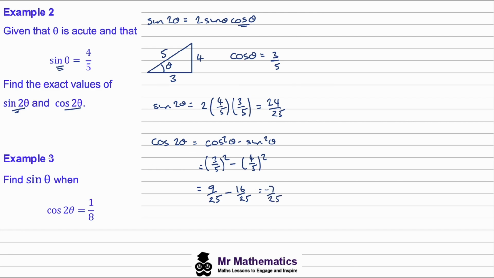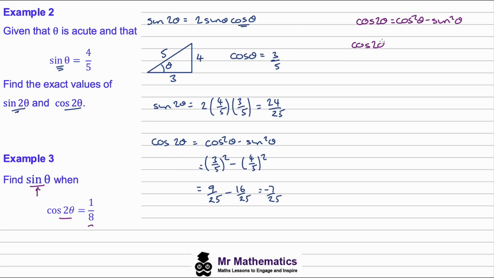Do you want to try and write sin theta when we're given that cos 2 theta equals 1/8? You can pause the video, and when you come back, we'll go through the solution. Okay, so welcome back if you had a go. So we know cos 2 theta is cos squared minus sin squared. So we need to write this in terms of sin squared because we're trying to find sine.